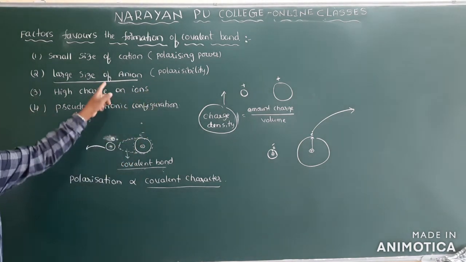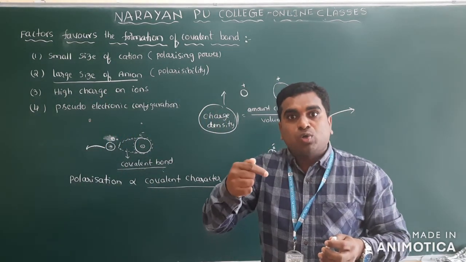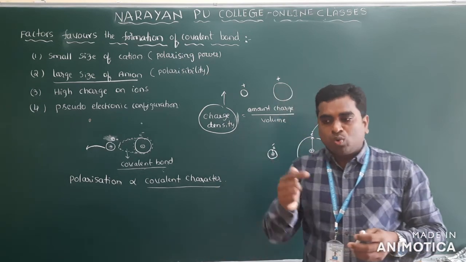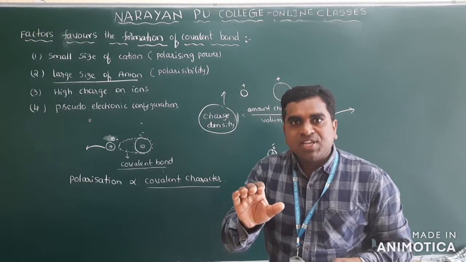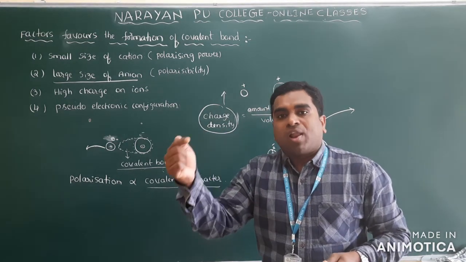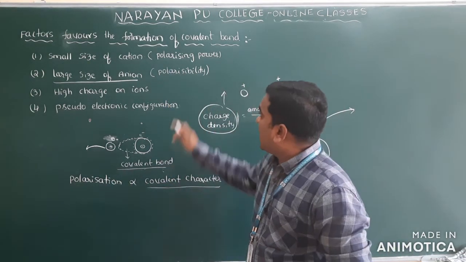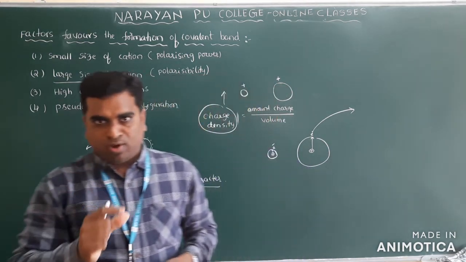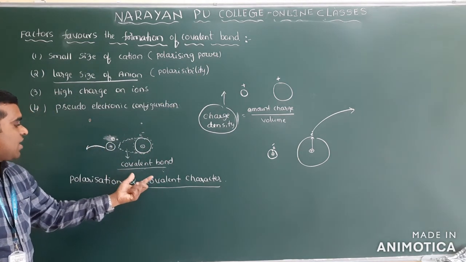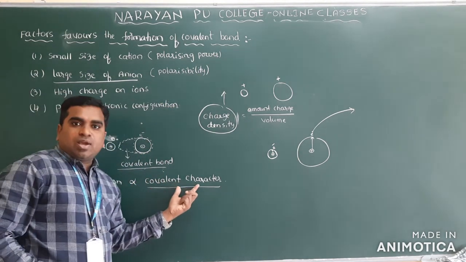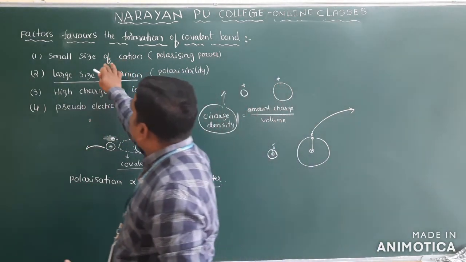What is polarizability? Polarizability belongs to the anion. The tendency of the anion to get polarized, to get distorted, is called polarizability. If polarizing power and polarizability are greater, the polarization will be greater, and automatically the covalent character also increases. Clear? So these are the three main concepts.